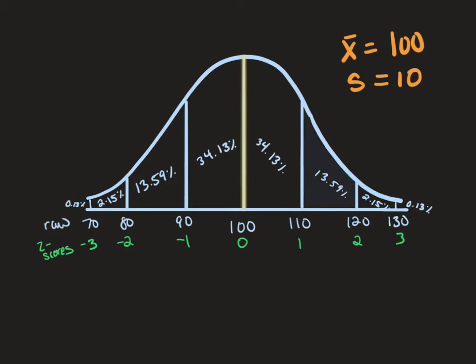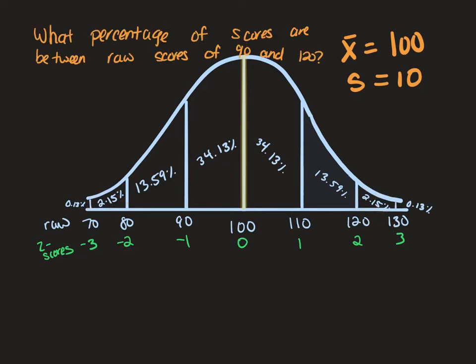Pause here to find what percent of raw scores are expected to be between 70 and 80. You should have gotten an answer of 2.15. Notice that that's the same percent of scores that would be from 120 to 130. That's because a score of 80 to 70 represents movements from 2 SDs away from the mean to 3 SDs away from the mean on the negative side, and scores of 120 to 130 in raw correspond to movements from 2 standard deviations above the mean to 3 standard deviations above the mean on the positive side of the graph.